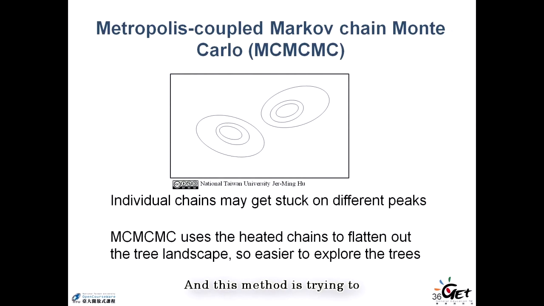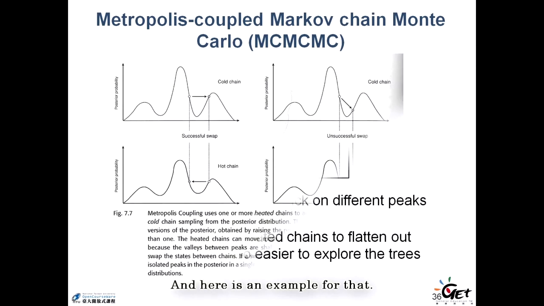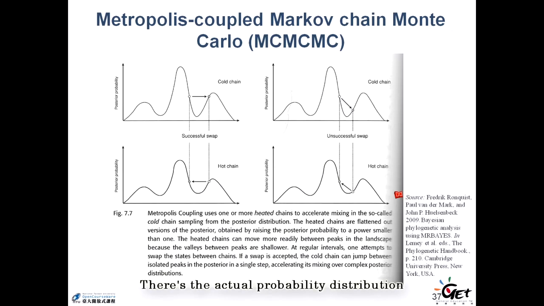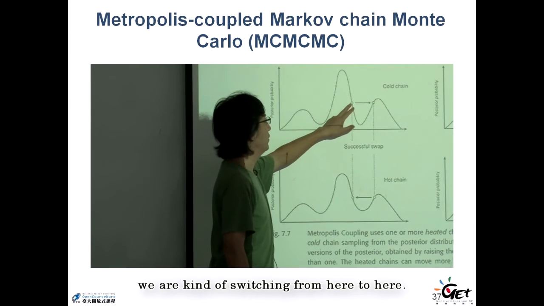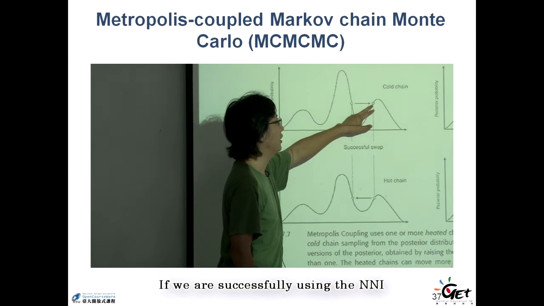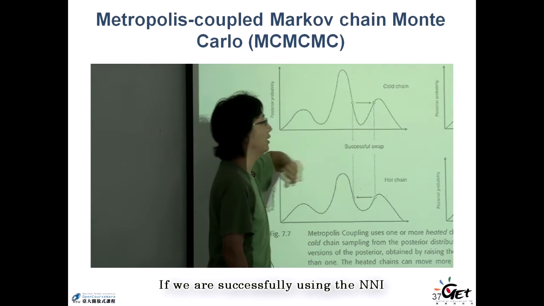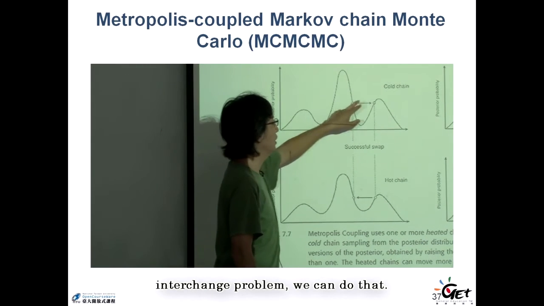And this method is trying to raise the power of the posterior probability to a value below 1, and then it becomes a new distribution of the probability. And here is the example for that. There's the actual probability distribution of the things we are moving around with. So for the MC process, we kind of switch from here to here, if we are successfully using the NNI interchange.